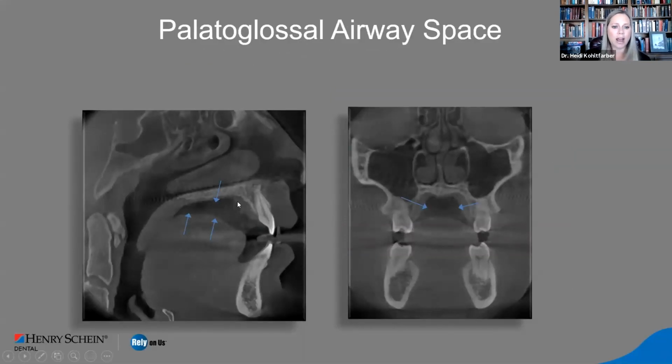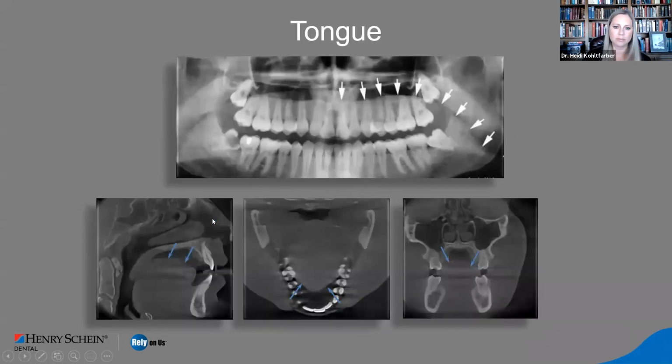Next, we do have our palatoglossal airway space. So here's our tongue. Here's the palatoglossal airway space. Here's our tongue right here. Now, some patients might have an enlarged tongue, so definitely something that we would want to think about or look at. Make sure that they don't have an enlarged tongue.